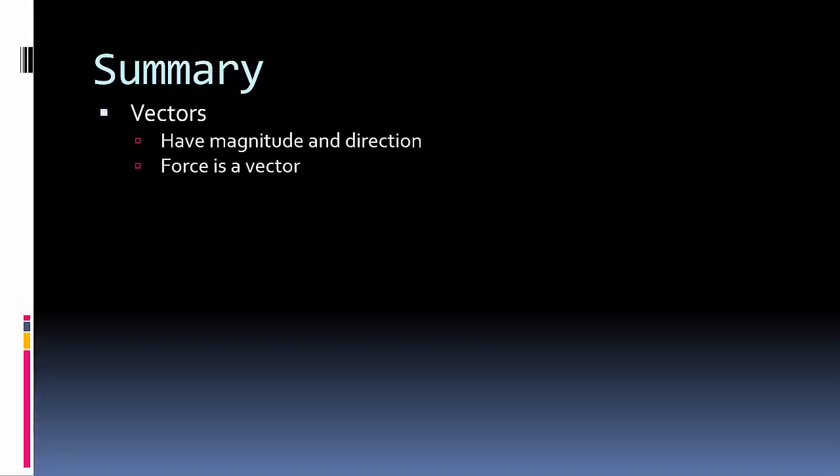Okay, in summary, vectors are awesome, right? They have magnitudes and directions. A force is a vector. That's going to be the one that comes up a lot in the beginning of this semester. Unit vectors have a magnitude of 1 and they have a direction. Please get comfortable with unit vectors. We're always going to call them lambda, and the magnitude of 1 and a direction.